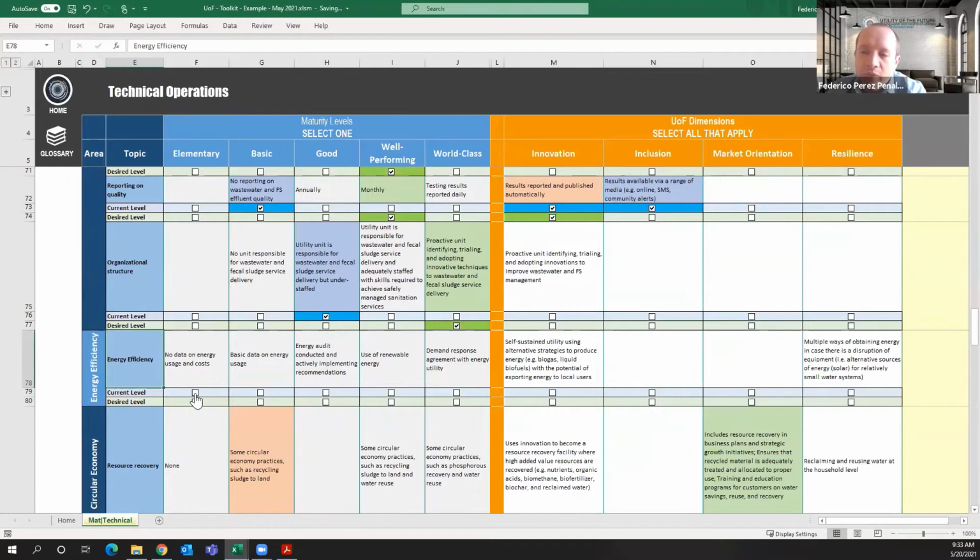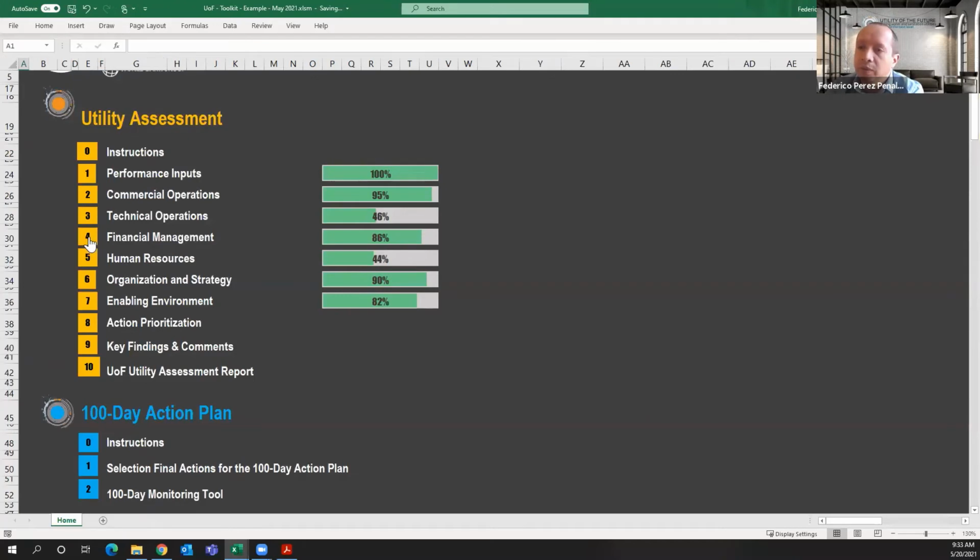And here, for example, your utility maybe doesn't even have the data on energy cost, but the idea is that in 5 years you can use different sources of energy. Also for innovation, you can select, for example, an alternative source of energy. And for resilience as well, you will find that in 5 years' time, or maybe less, you can find multiple ways of obtaining energy. So this is how it's done for all the elements.